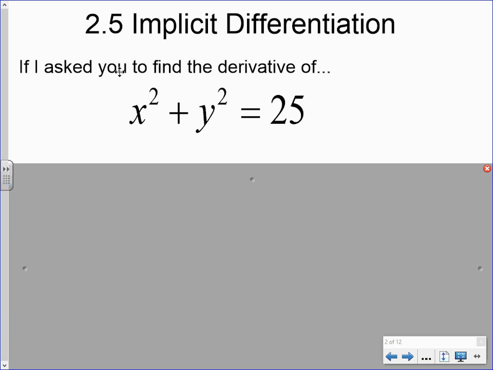Okay, so far, how have our equations looked when we've taken the derivative of them? Have they ever looked like this before? Okay, so what's different about this one compared to the ones we've done? Y squared. What else?